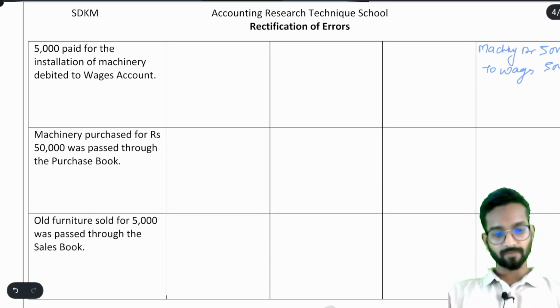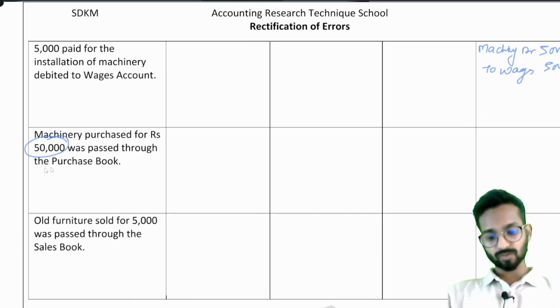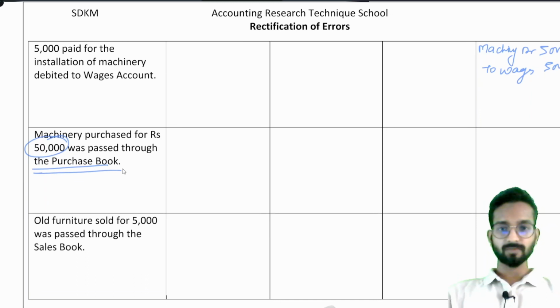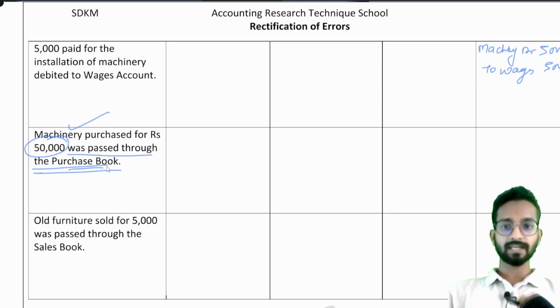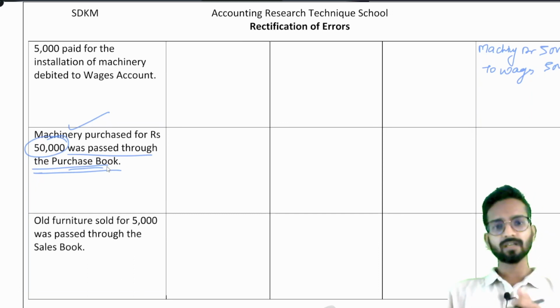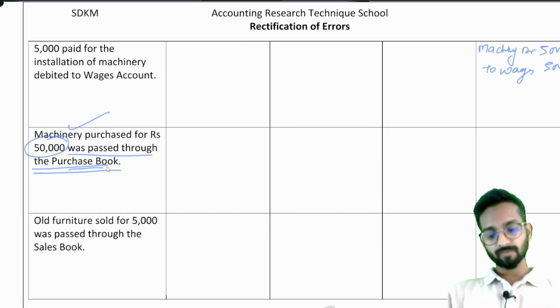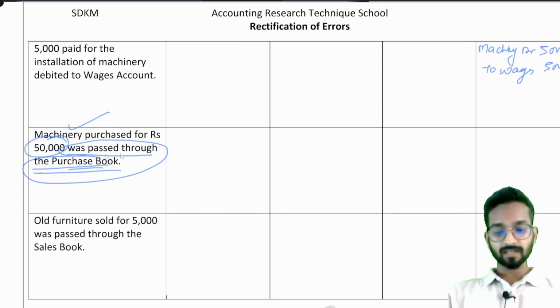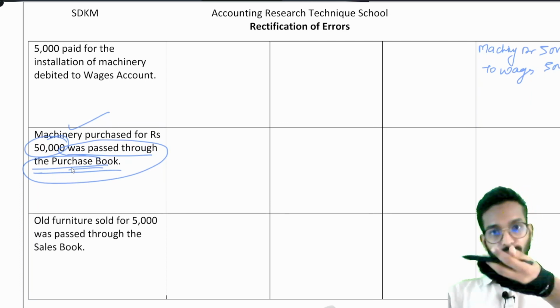Okay. Now after this, machine purchased for rupees 50,000 was passed through the purchase book. It means, understand this, we have purchased machinery, but I have passed through the purchase book. Now tell me the correct entry. If I have purchased machine, what should be the correct entry? You will say, sir, if you have purchased machinery, write machine to cash 50,000. But see, the mistake I did is that I have passed to purchase book. So I have written purchase to cash 50,000. I was supposed to write machine to cash. I have written purchase to cash.